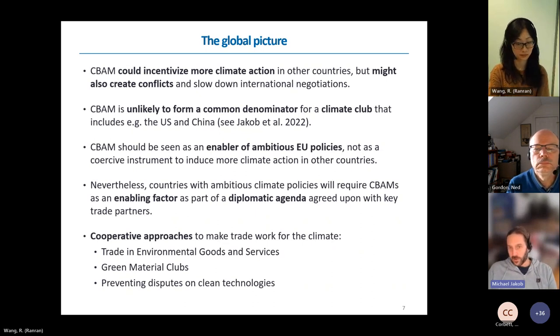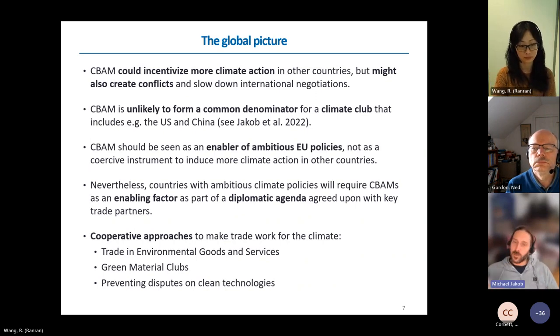Of course, it could push other countries to do more, but it might also create a conflict. If China, India feel they're treated unfairly, they might even not be willing to advance on climate policy. So this actually goes both ways. And in this policy forum that we published last year, we argue that the CBAM as such is not the basic building block of a climate club. If countries come together and form a club, if they have ambitious climate policies, they need to apply some CBAM, but these CBAMs might be very different between countries because they have different carbon prices, they have different institutional settings. So it should be more seen as an enabler of ambitious policies in these countries.